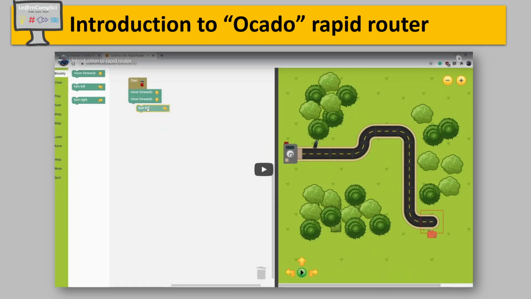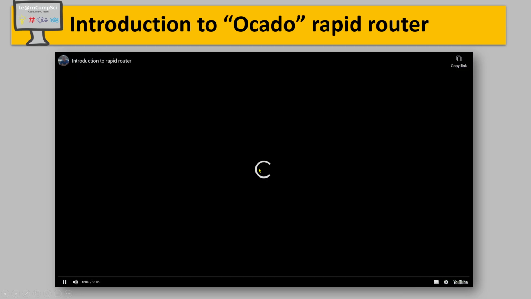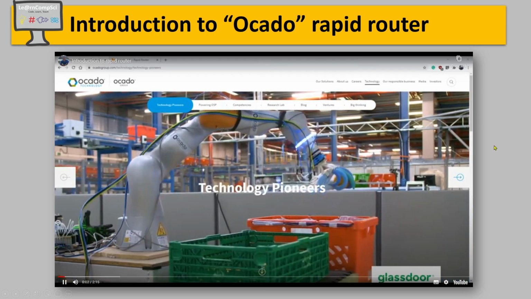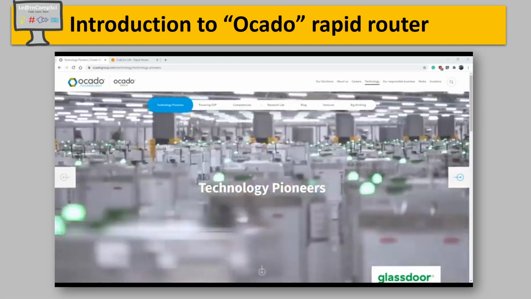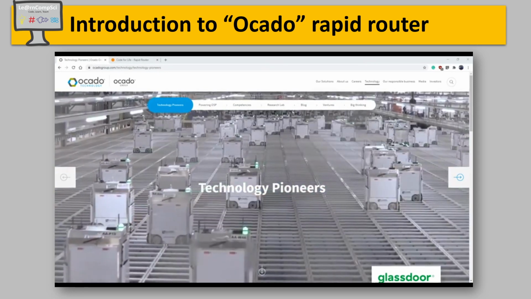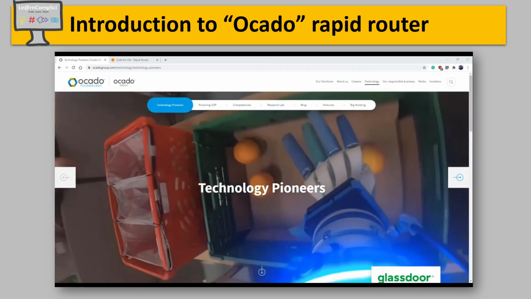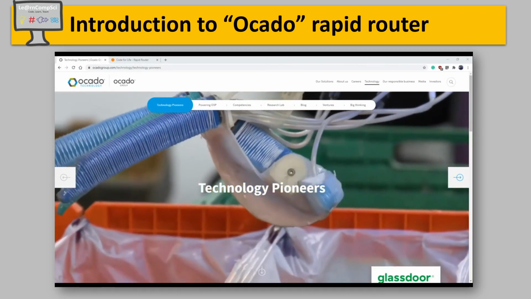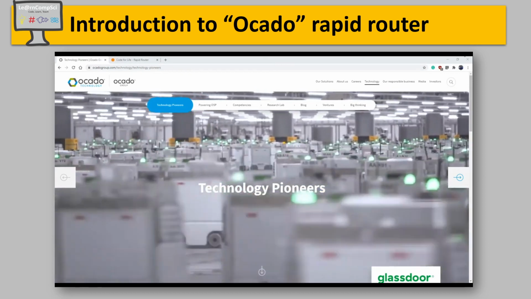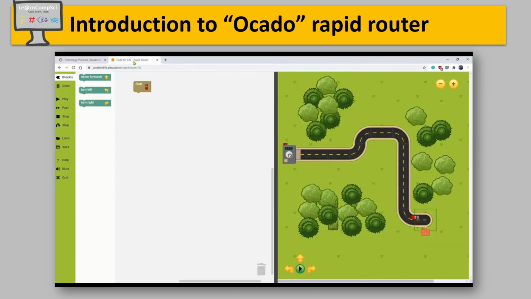Before you get started though, I think we'd like to have a little look at just solving some problems before we even talk about these. So I'm just going to have a little introduction here to something called the Ocado Rapid Router website. You probably know Ocado as the company that delivers your groceries to your house. But have you ever thought of the technology that goes behind picking all of the different items? You can see here cameras and robotic arms to be able to pick up fruit without squeezing them. Lots and lots of different problems that need solving using computers.